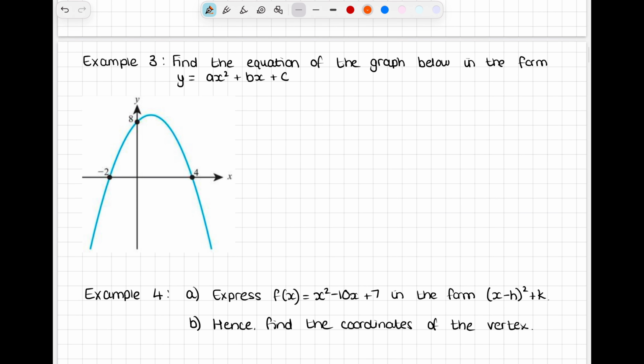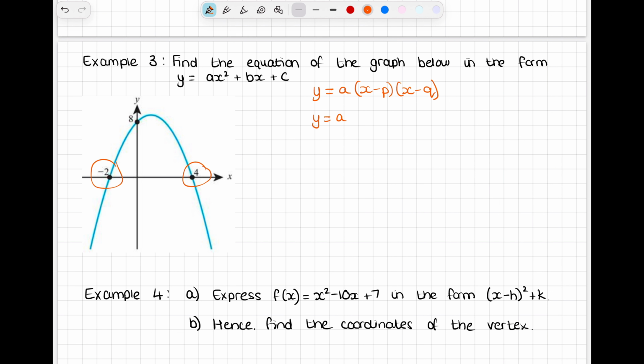Example 3, find the equation of the graph below in the form y equals ax squared plus bx plus c. Now to start off with here, I've got to look at what information I have been given, and therefore which form is going to be best to use. So I have been given my x-intercepts. For me then, that means my easy starting point would be to use this form because my x-intercepts can go straight into here.